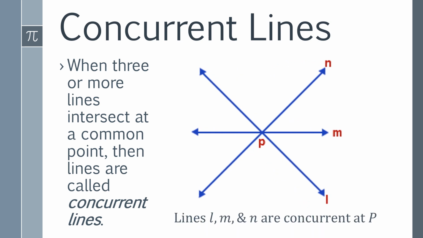All right, when three or more lines intersect at a common point, then those lines are called concurrent lines. Three or more. So they all meet at the same point. We could look at line L, line M, and line N. They are concurrent at point P.